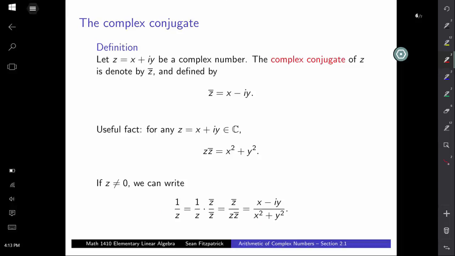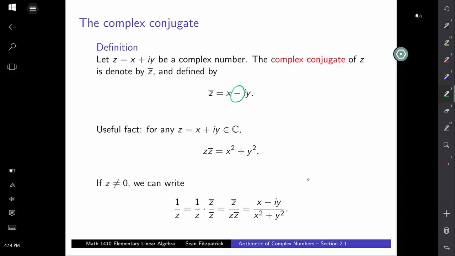So the complex conjugate is kind of a simple thing. All you do is you change the sign in front of the imaginary part. So instead of x plus iy, you do x minus iy. So the key difference is right here in that minus sign. You're changing the sign in front of the imaginary part.